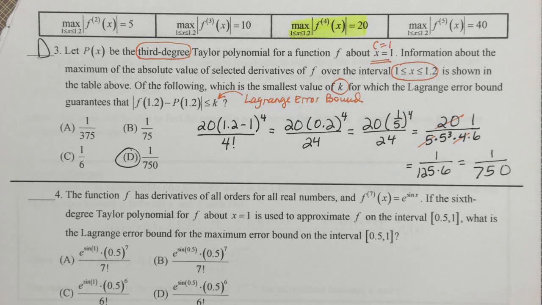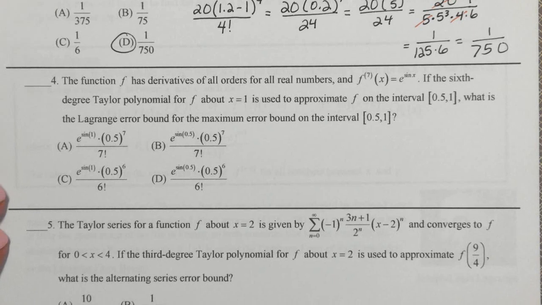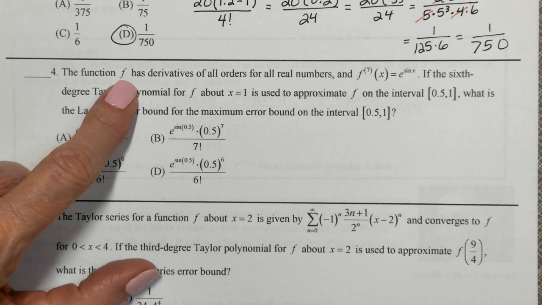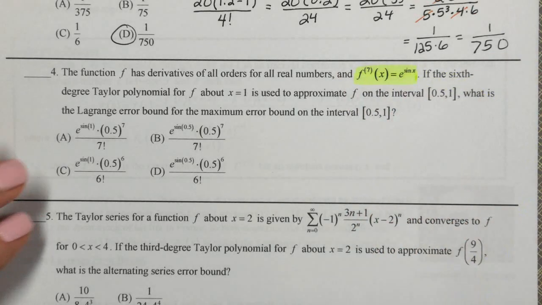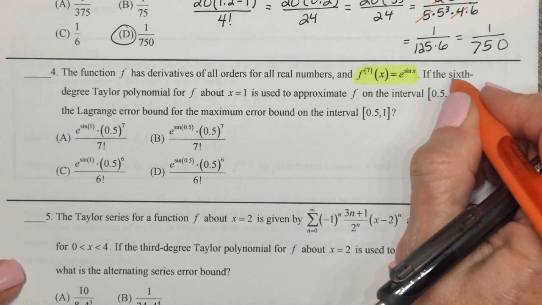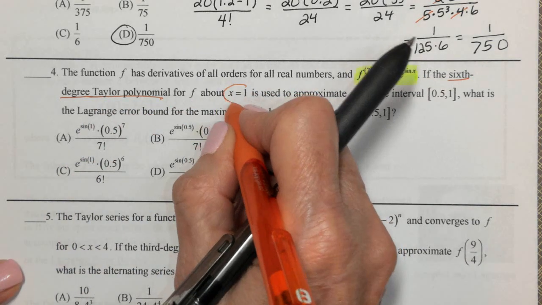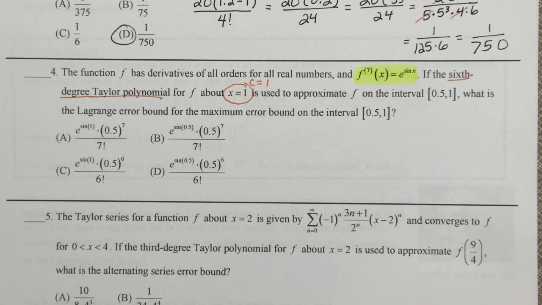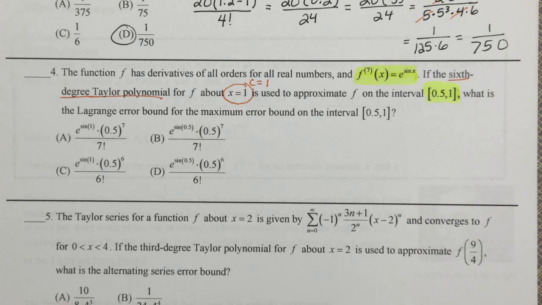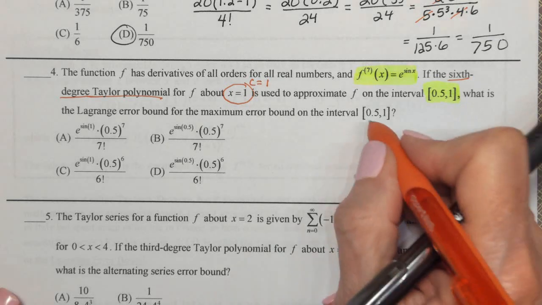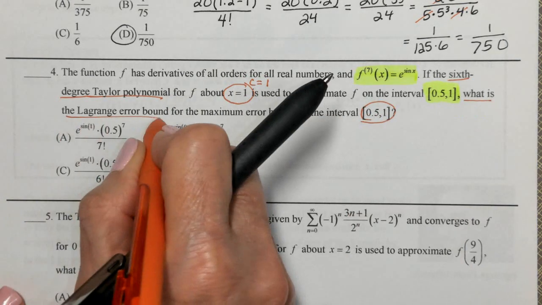So another type, I've seen a couple of those on AP Classroom as well. Number 4. The function f has derivatives of all orders for all real numbers, and the 7th derivative of f is e to the sine x. In this one, they didn't give me a maximum derivative, did they? They just gave me the function for the 7th derivative. If the 6th degree Taylor polynomial for f about x equals 1, there's our c value, is used to approximate f on the interval from 0.5 to 1, what is the Lagrange error bound for the maximum error on the interval from 0.5 to 1? What is the Lagrange error bound?